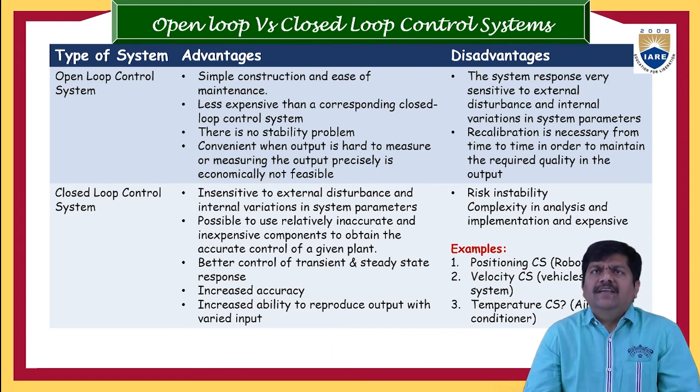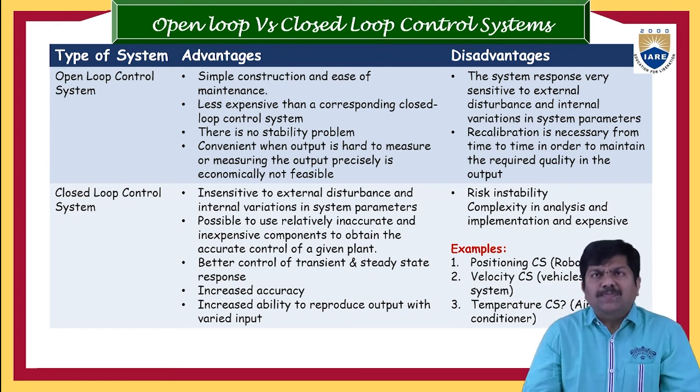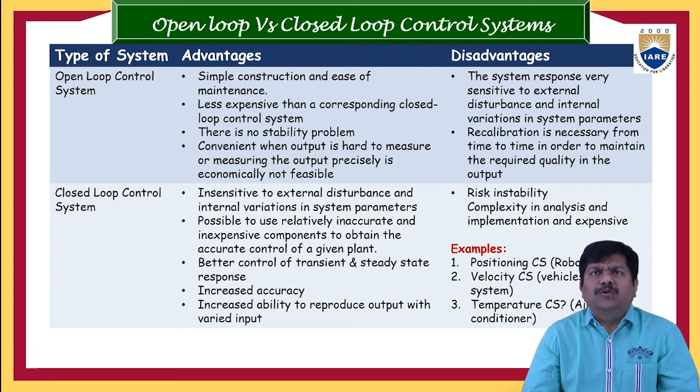Now, advantages and disadvantages. Open loop control system is simple in construction. As we have discussed, those are less expensive compared to the closed loop control system. And there are no stability issues at all in open loop control systems. This is convenient when the output is hard to measure, or when measuring the output precisely is economically not feasible. But it is also very easy to measure the output, because it will be constant: once the input is acted upon along with the disturbances, the output remains the same. Now these are a few advantages.